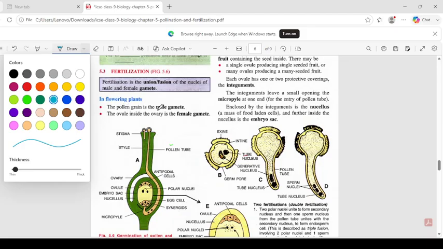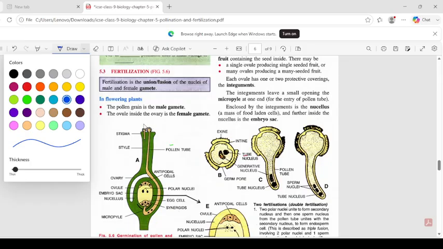As in the last class, I discussed that two male gametes are produced. Here we can see that we will be having two male gametes over here. So these two male gametes are fertilizing two different things. First, we have to see the structure in the male part of the plant which contains the male gamete, that is the pollen grain.